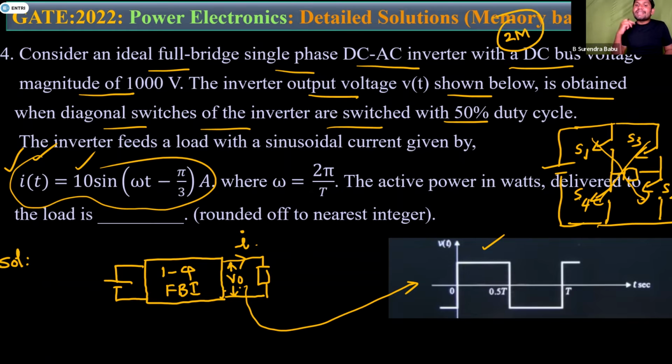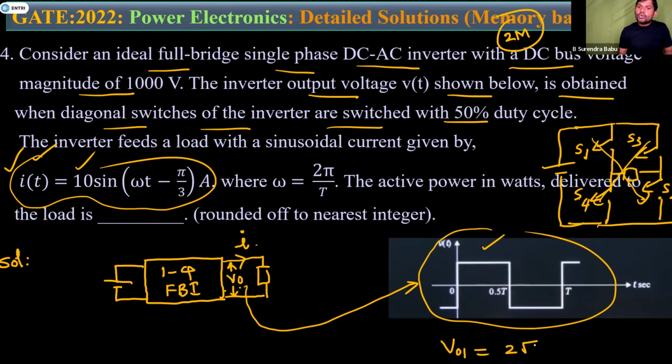Then which component is responsible to deliver real power to the load? Only the fundamental component. Now, if you apply the Fourier analysis for this waveform, then you know the concept. The fundamental RMS output voltage of this waveform is 2 root 2 by pi into Vs, where Vs is the supply voltage of the input. Now, this is the V01.